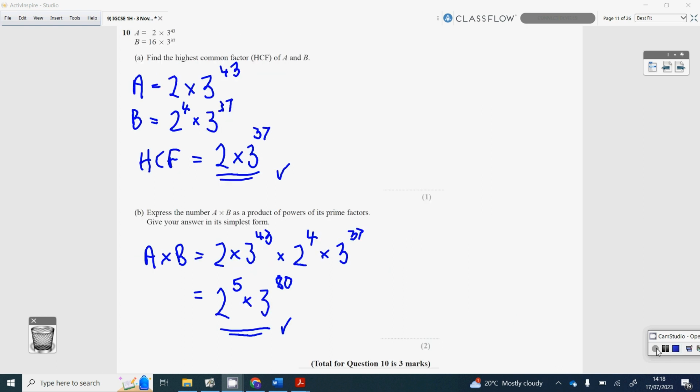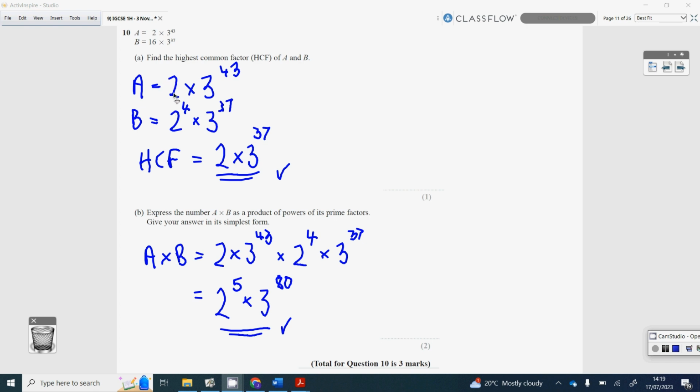Question 10, part A. Now the secret here is to break the 16 and b down to being 2 to the power of 4. 2 times 2 times 2 times 2 is 16. So I've just rewritten b as being 2 to the power of 4 times 3 to the power of 37. So your highest common factors, what's common to both? You just need the highest common factor of the 2's, the highest common factor of the 3's.